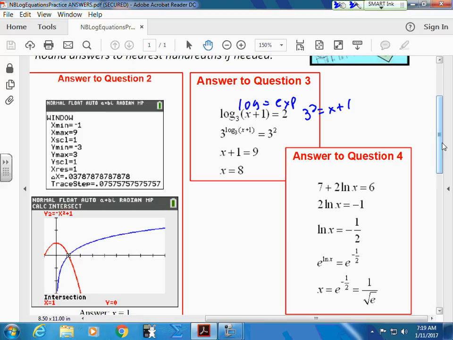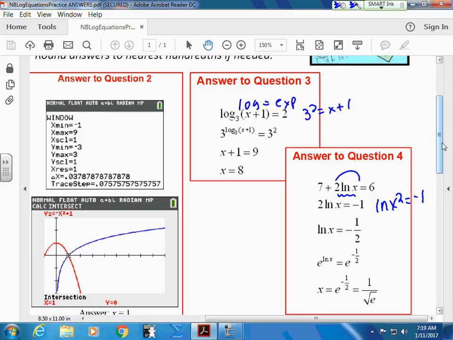This one, again, only has one log. You've got to isolate this first. Get rid of the 7. Then you have to move the 2 up. I would move my 2 up. What if you divide by 2? You can absolutely divide by 2. They divide it by 2. You could do it either way.